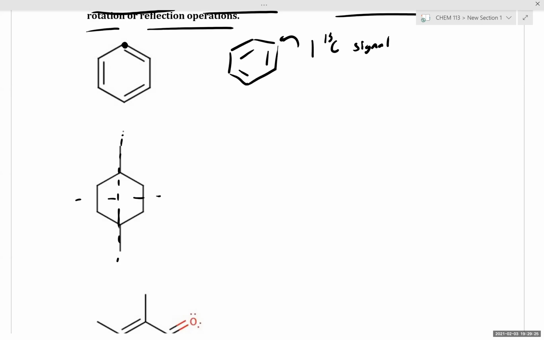Wait, sorry, could you repeat that question? So this molecule has two axes of rotational symmetry. So how many unique carbons would we have? So one student says 2. How many unique carbons would we have? 3. Yep. So we'd see 3 carbon-13 signals.